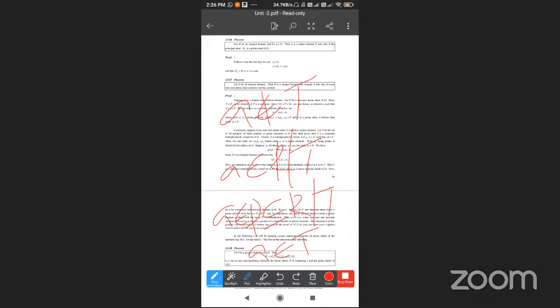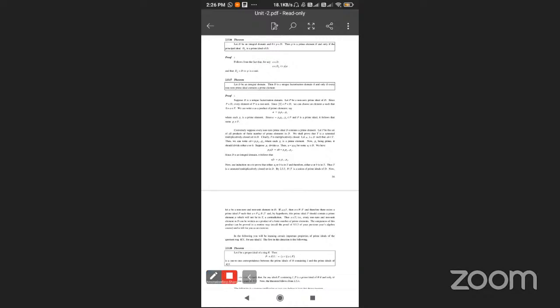The uniqueness of the product is proved in the same way. Therefore T is a structured multiplicatively closed set, then D must be a unique factorization domain. So it's clear.